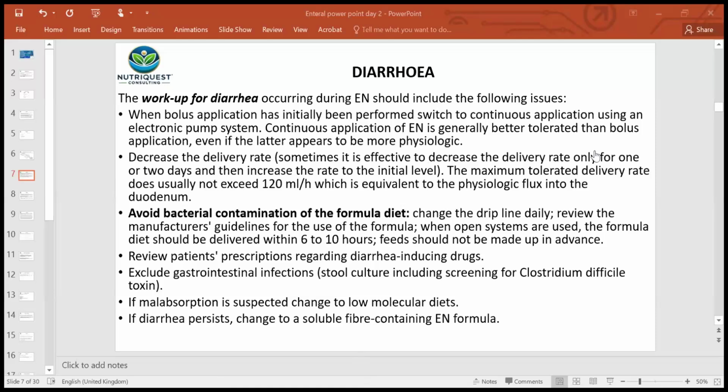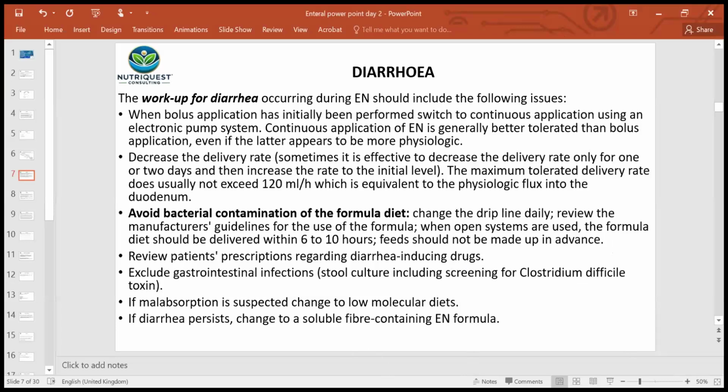So don't prepare feeds in advance. Kindly prepare just when the patient is ready to be given. Because again, I know right now we have challenges with enteral feeds in facilities. You find the patients will mostly be on kitchen feeds, and they are usually prepared early in advance, and that is a known cause of diarrhea. Then, of course, review the patient's prescription regarding diarrhea-inducing drugs.